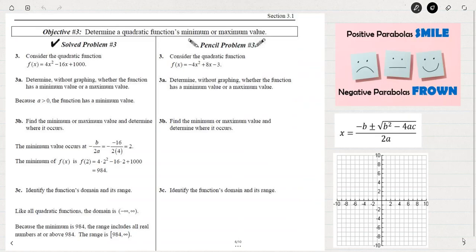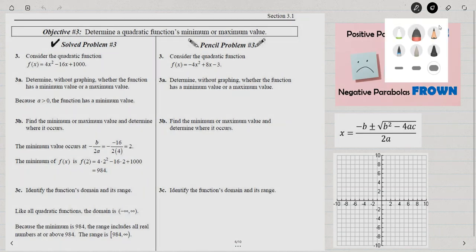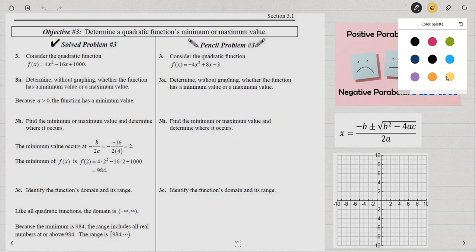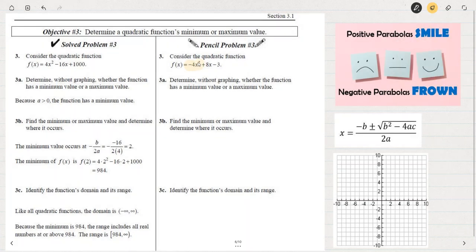Consider this quadratic function. Determine without graphing whether the function has a minimum or maximum. Well, back to our positive and negative parabolas, this one happens to be a negative parabola, right? And here's why it's negative. It starts out, the x squared has a coefficient that's negative. So this is a negative parabola, and negative parabolas frown, opens downward. So this one we know is going to open downward.